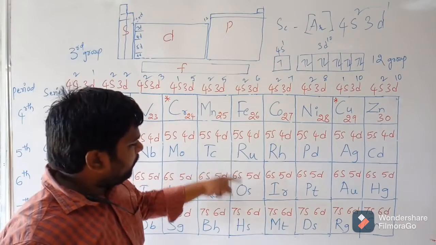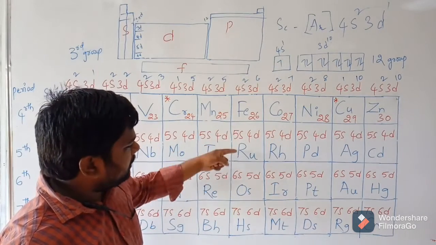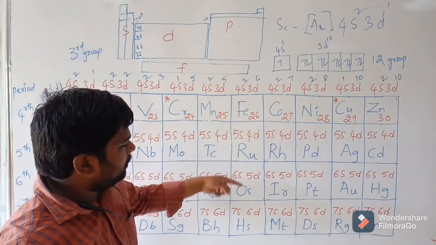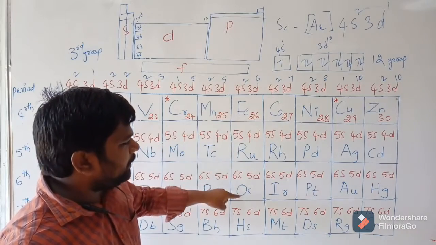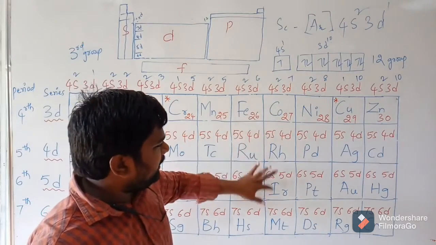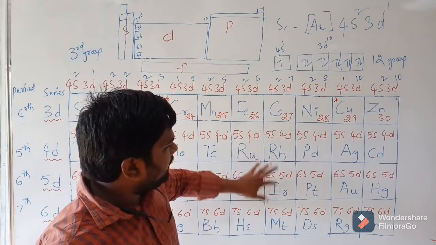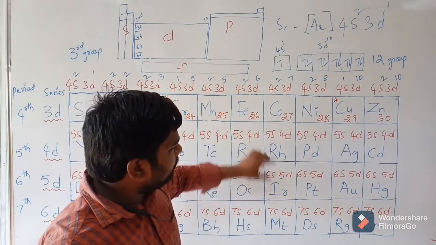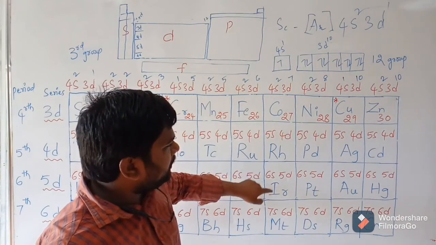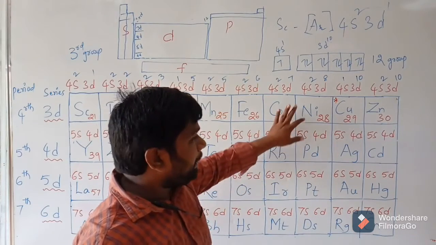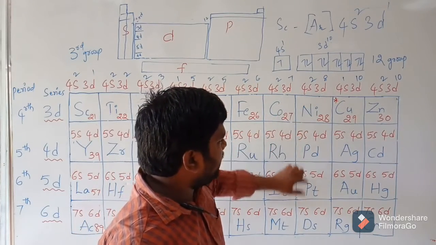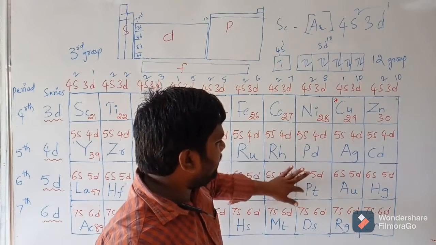Next one is FRO, Forest Range Officer shortcut. Forest Range Officer: ferrous, ruthenium, osmium. And this is CRI pumps. CRI: cobalt, rhodium, iridium. And this is NPP, like MPP. NPP: nickel, palladium, platinum.